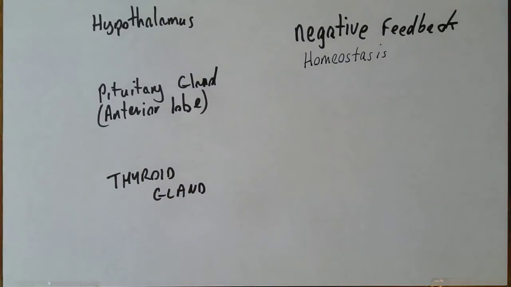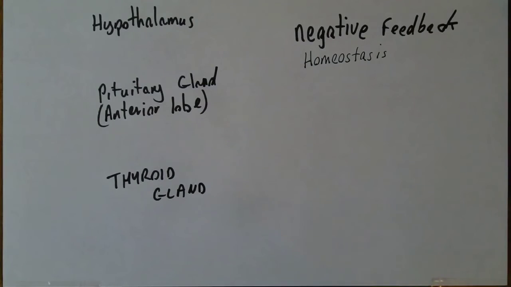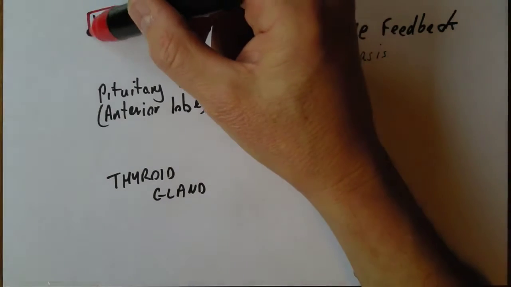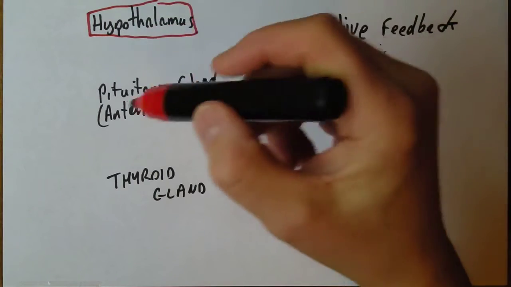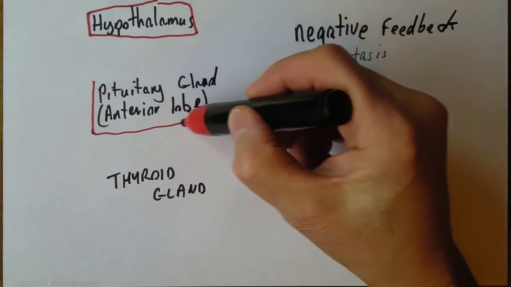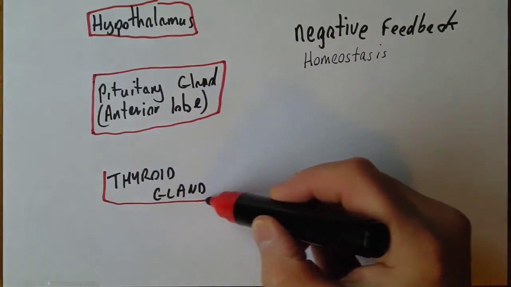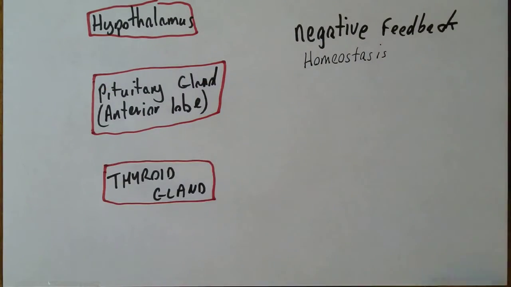So there we've actually got three anatomical structures. We've got the hypothalamus, which is an anatomical structure. We've got the anterior lobe of the pituitary gland, which is a definite anatomical structure. And we've got the thyroid gland, which is an anatomical structure in the neck, as you know.